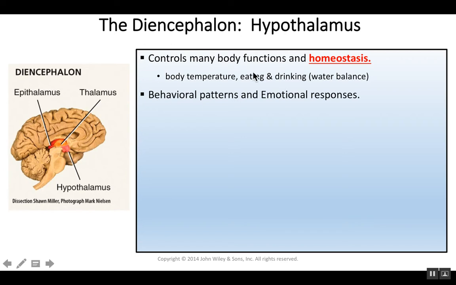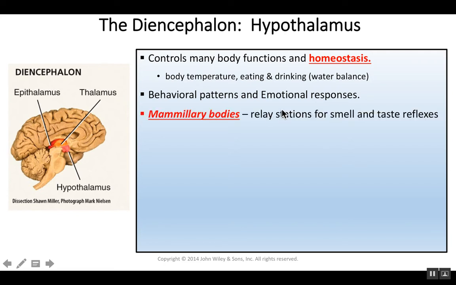There is some behavioral effect emanating from the hypothalamus and emotional responses. It contains what's known as the mammillary bodies. The mammillary bodies help relay smell and taste reflexes. So we do often have a reflex in response to certain tastes and certain smells.